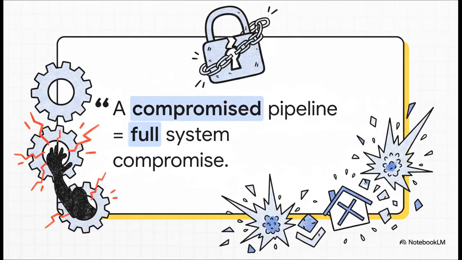And let's just kick things off with the stakes here, because honestly, they could not be higher. This single statement says it all. If an attacker gets control of your pipeline, they don't just have a piece of your system. They have everything. It is quite literally game over.